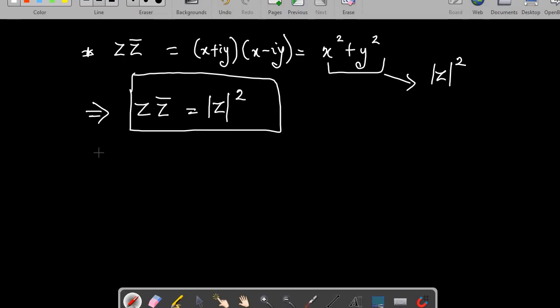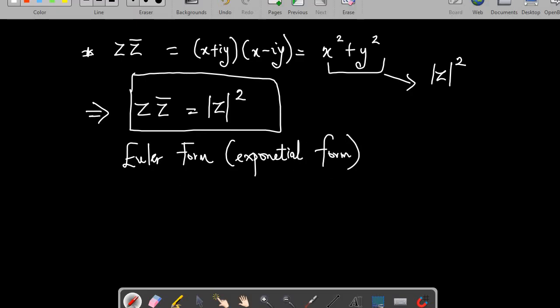Let's proceed. Let's look at other forms you can present a complex number. Now there's something called Euler form, or some other people call it exponential form. There are complex numbers that can also be presented in Euler form or exponential form. And how do we do that?